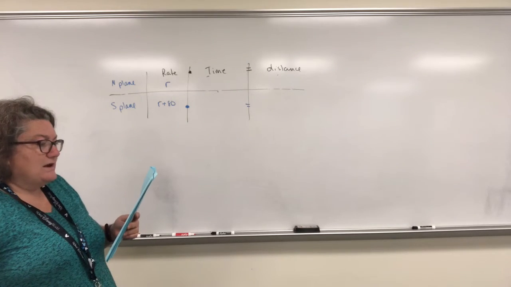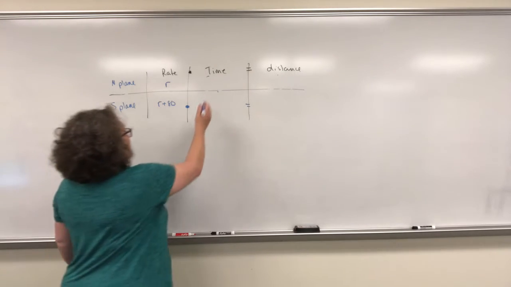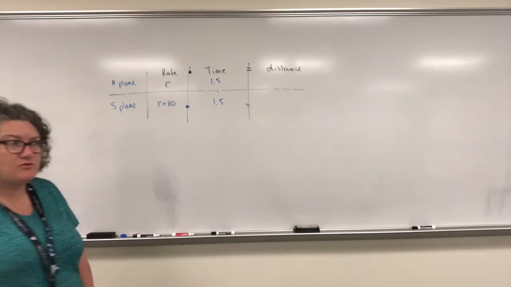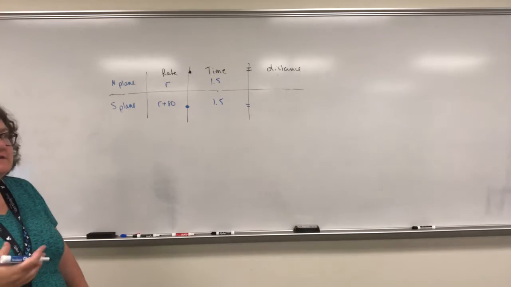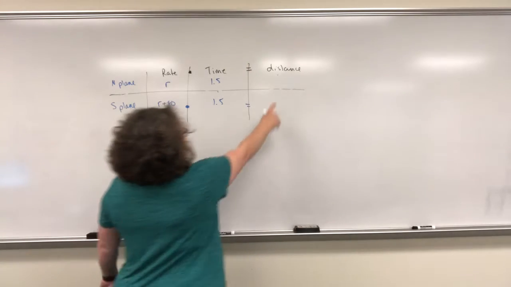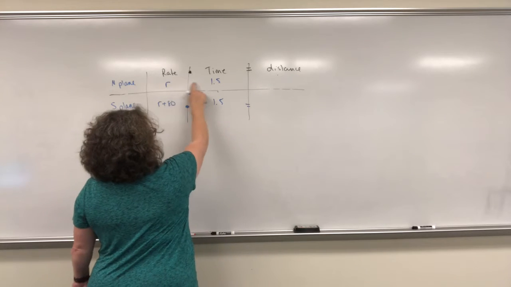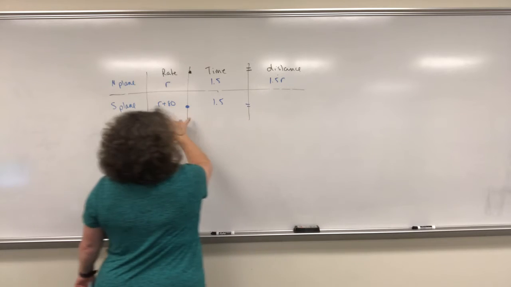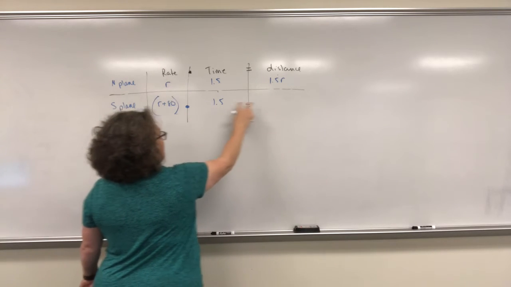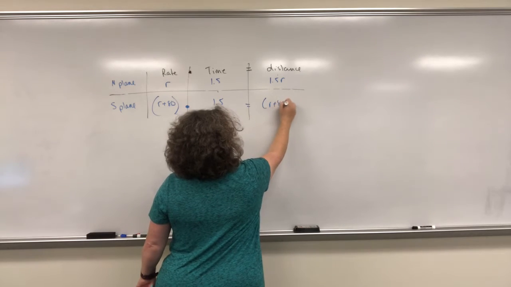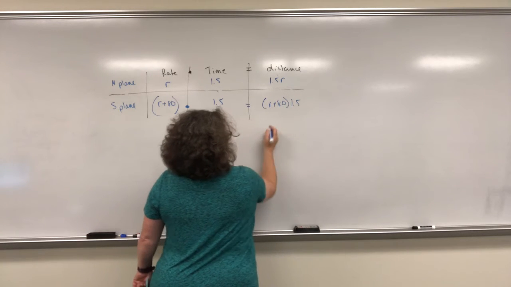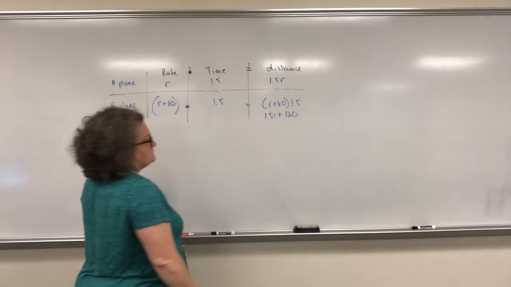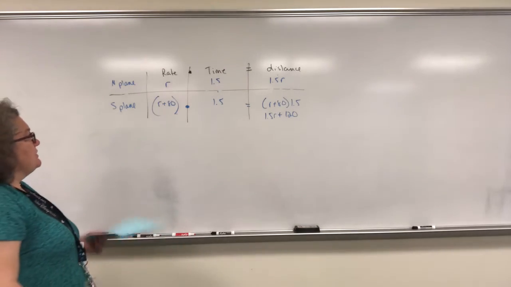It says that in 1.5 hours. That means both of them are 1.5. It didn't say one stopped for a while or one left later. So my distance for plane 1 or north plane is rate times time equals distance, so that'd be 1.5R. Down here I have rate times time equals distance, or R plus 80 times 1.5. So that would be 1.5R plus 120. Okay, so we got that chart filled in.